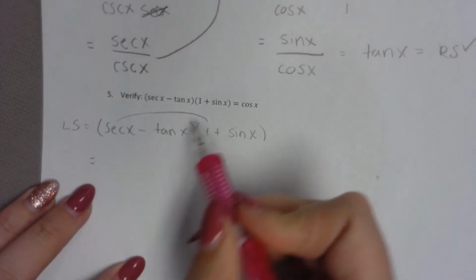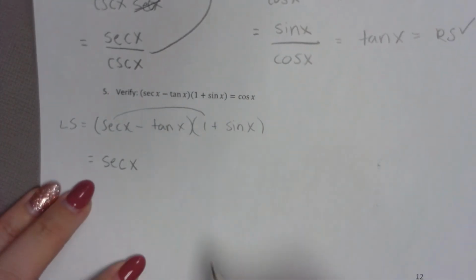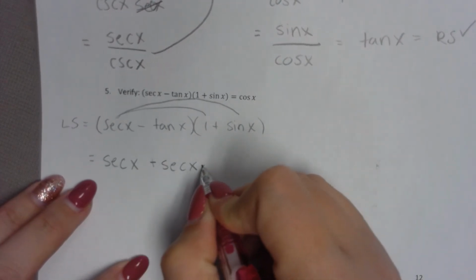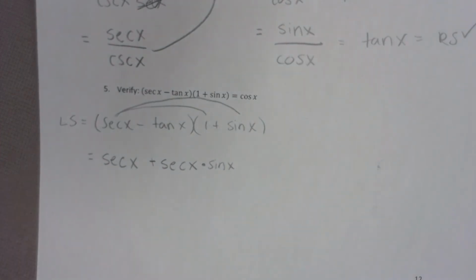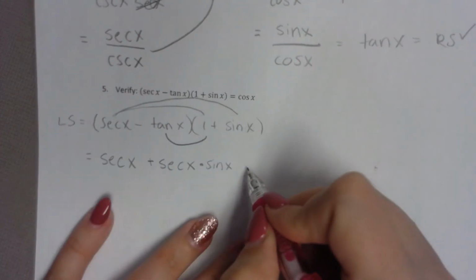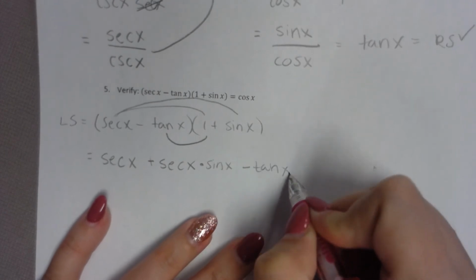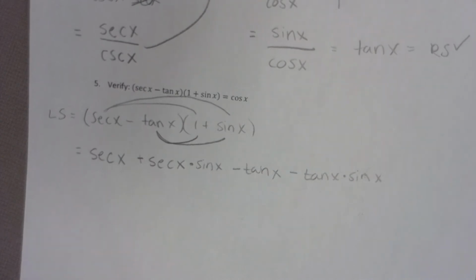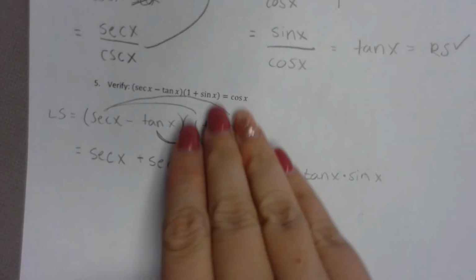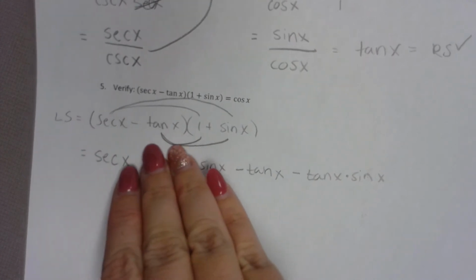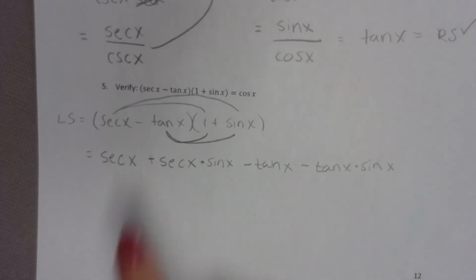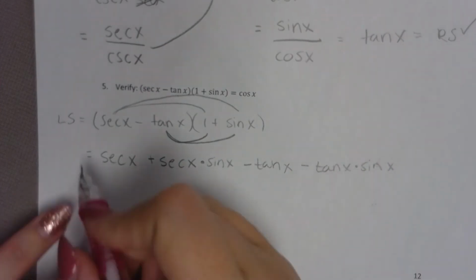So I'm going to take secant of x times 1, which is secant of x, times tangent, which is just secant of x times sine of x. And then we have negative tan x times 1 would be negative tan x. And then we have negative tangent times sine, which would be negative tangent times sine. So now that I've distributed, I distributed the secant and I distributed the negative tangent. Now I'm going to go through and change all of these to sines and cosines. You could have changed it first and then distributed. Me personally, I wanted to distribute then change, but it's totally up to you.